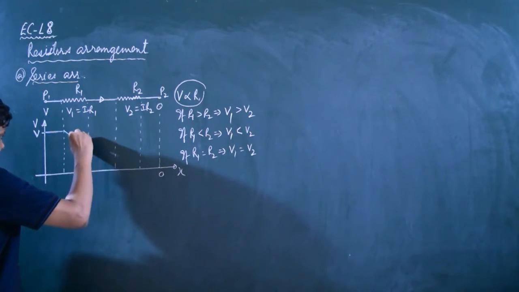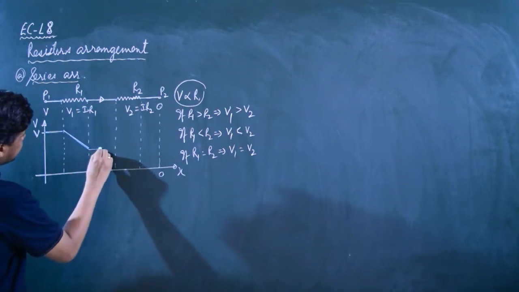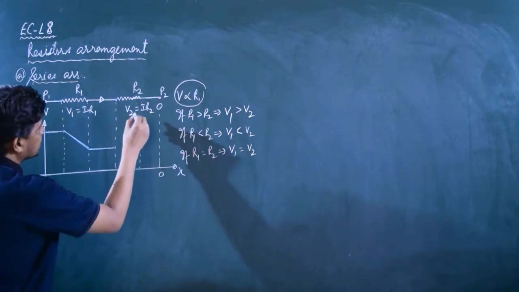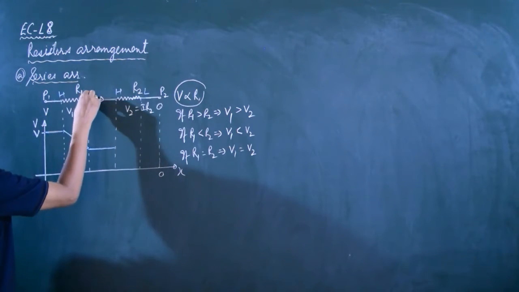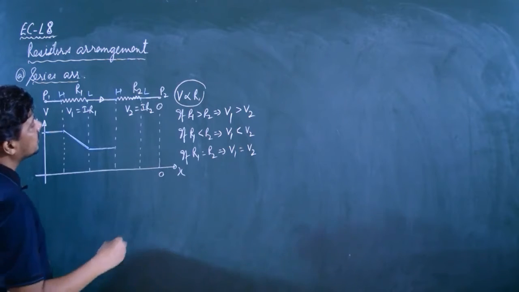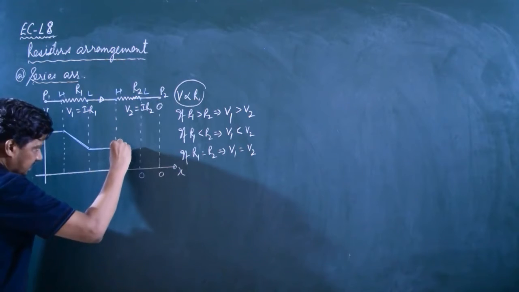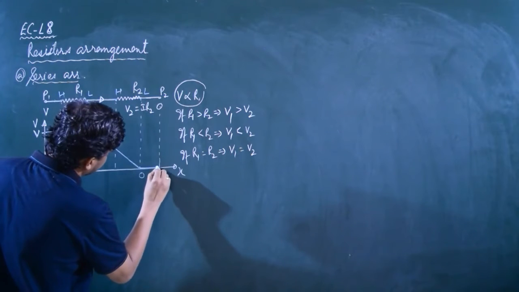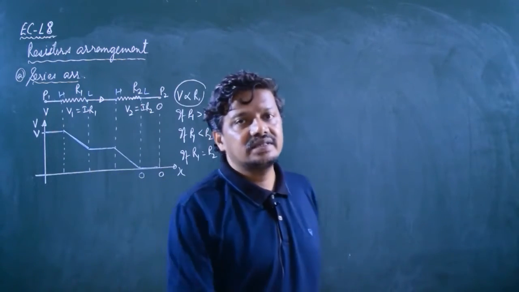Now from this end to this end potential again is constant. Now again across R2 current flows from high to low. It is high, it is low. So again potential will drop, and here potential is 0. That's why at this point also potential is 0. So potential decreases from high to low. Now it is 0 and it is again 0. So you get this result. It is the potential position graph for this resistors arrangement.